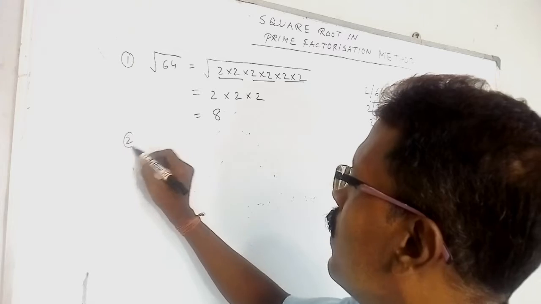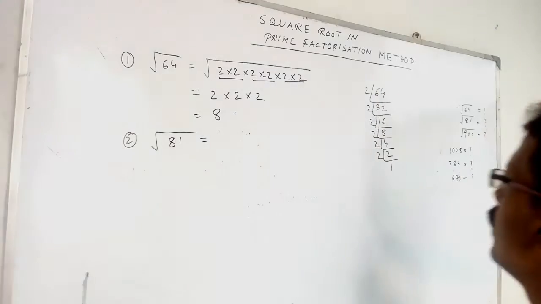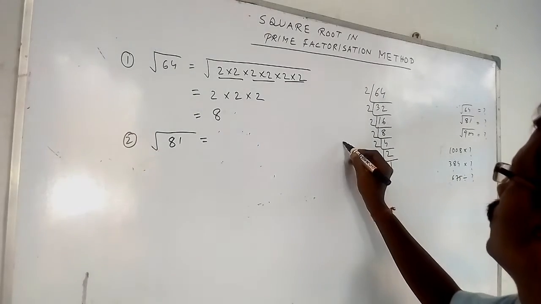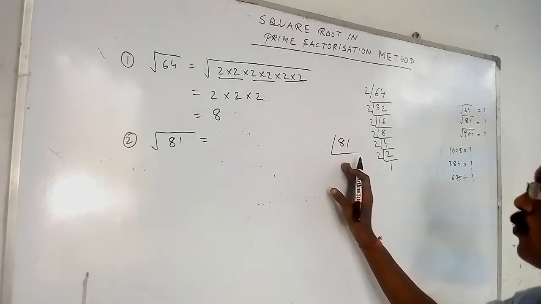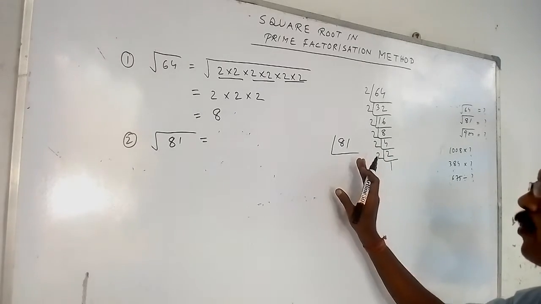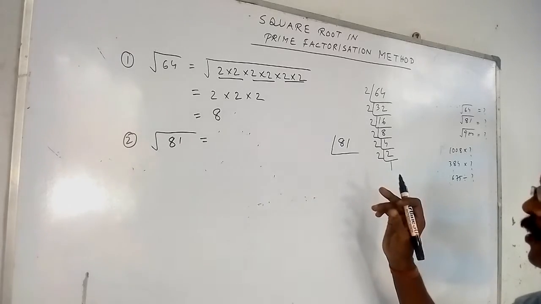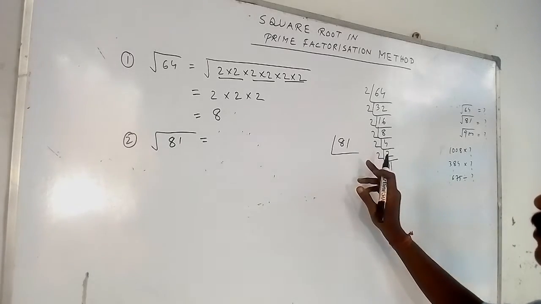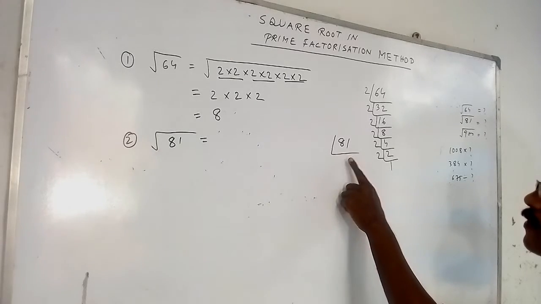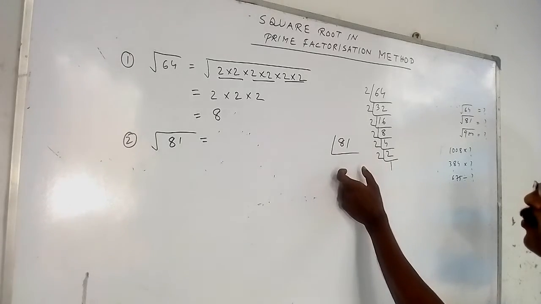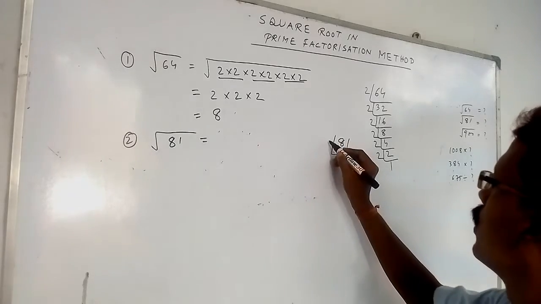Now our next sum is root over 81. So you have to prime factorize 81. Now 81 is an odd number, therefore it is not divisible by 2. The next prime number is 3. So try if it is divisible by 3. Yes, 81, 8 plus 1 is 9. 9 is divisible by 3, therefore 81 is also divisible by 3. So start with 3.